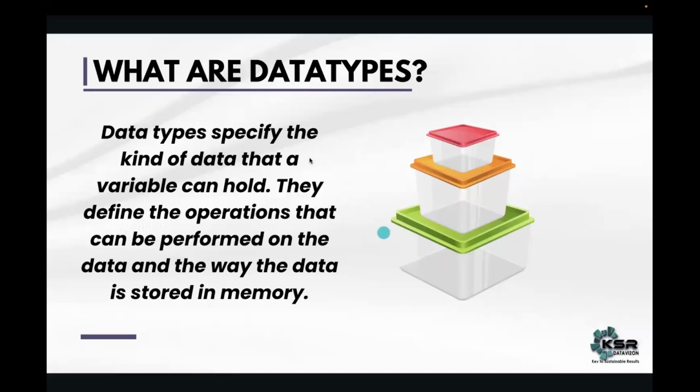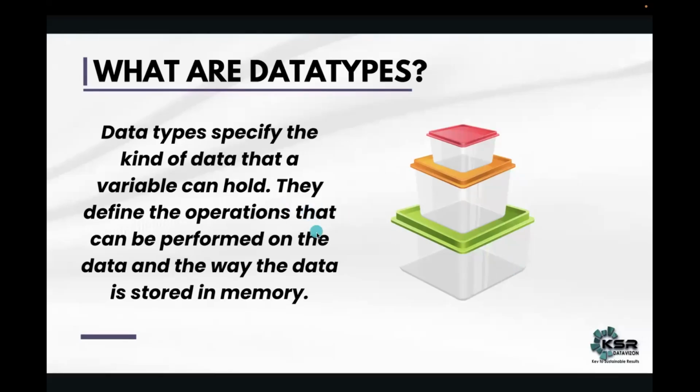Okay, so let's see the definition. Data types specify the kind of data that a variable can hold. Let's say you have colored boxes. In red you keep some items, in orange you keep some items, and in green you keep some items. You know that in the green box it will always be these kinds of items. Like the data types: if it is an integer data type, you know it will always be an integer. You cannot have decimals, or true, false. You cannot have characters in it. You will always have integers.